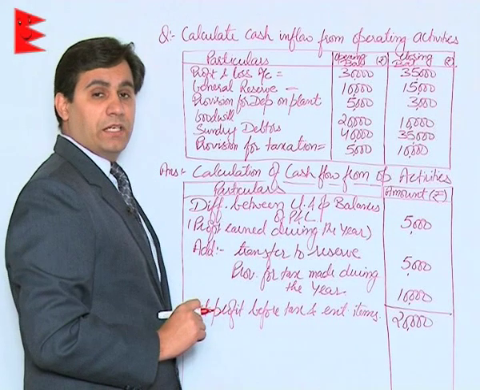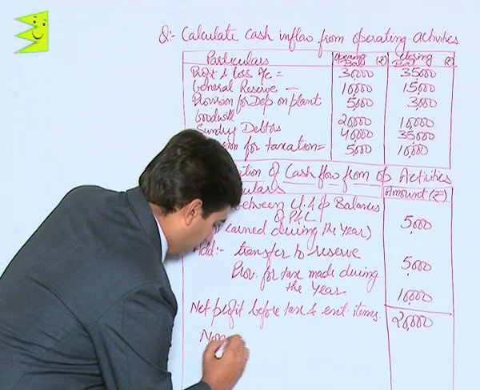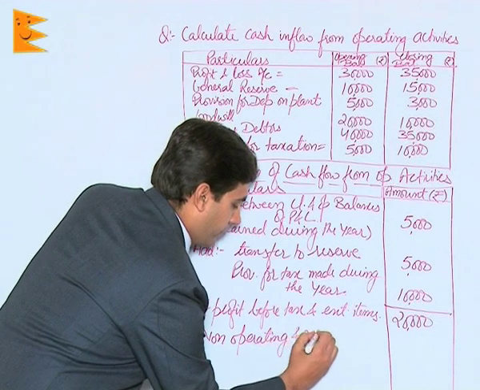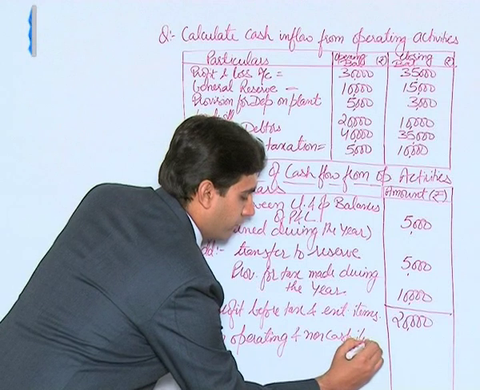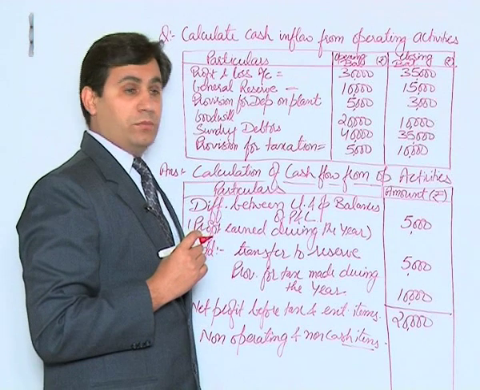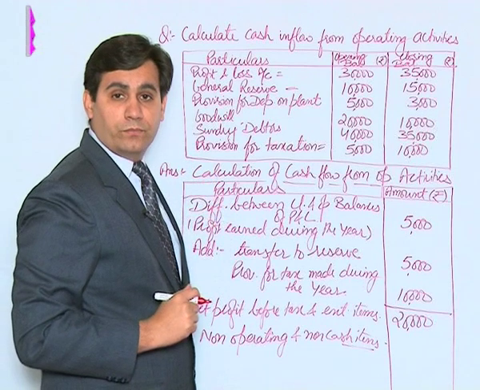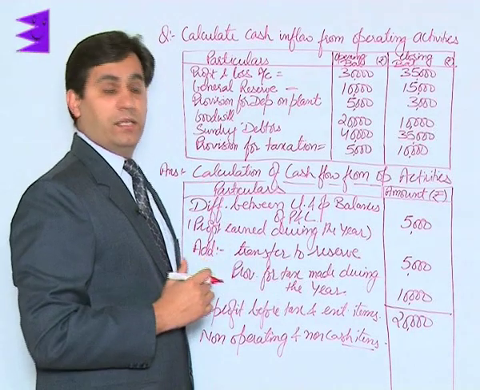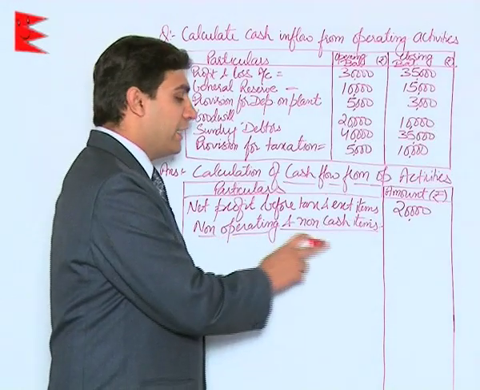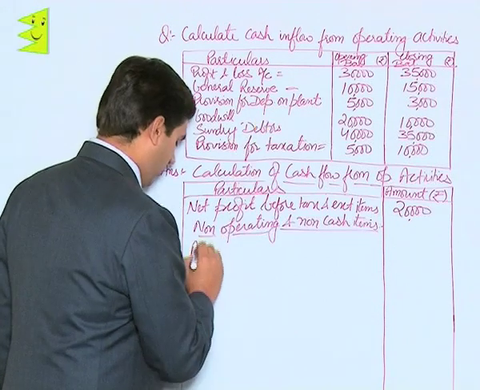Once we have calculated this figure, we will now move on to non-operating and non-cash items. Now students, non-operating and non-cash items here in this question include provision for depreciation and goodwill. So let us see how they would be adjusted into this figure of 20,000. Continuing ahead, non-operating and non-cash items. Now in this question, we have provision for depreciation.